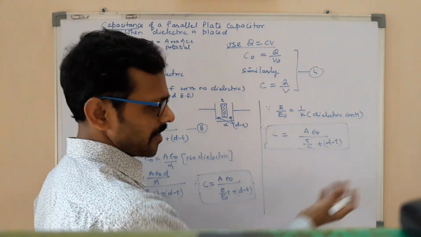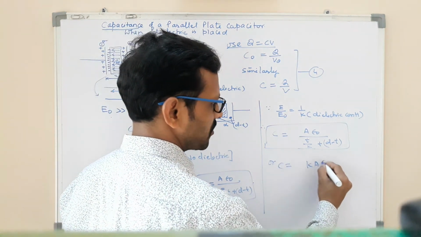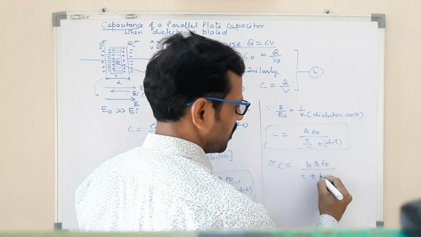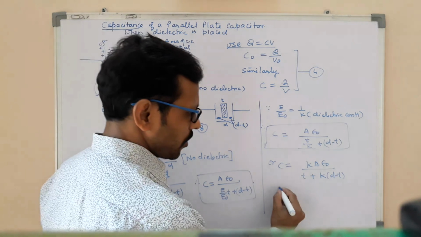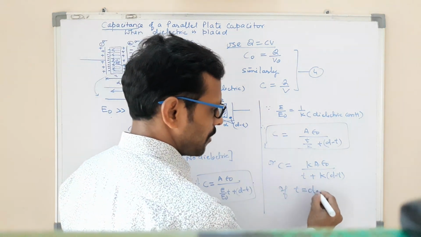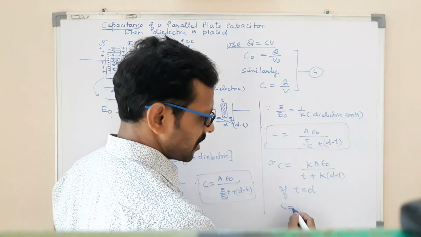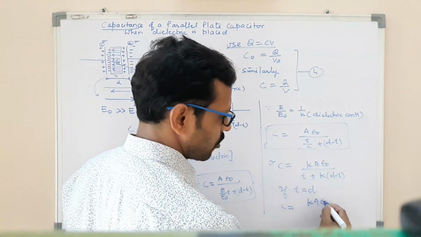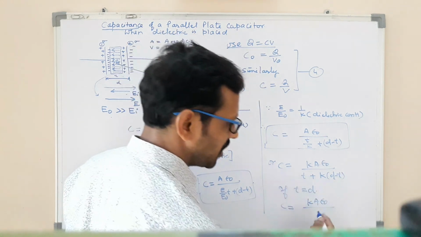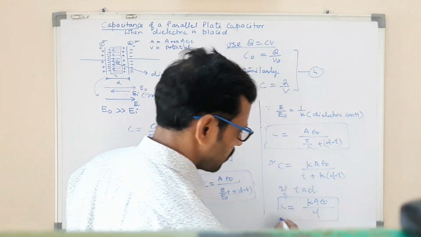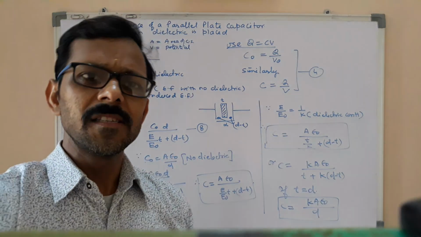Or we can write it in the simplest way, or in some of the books you will find it as K A epsilon naught upon T plus K times D minus T. You can remember this formula also. Correct? So if the thickness is the same as the distance between the plates, then the capacitance becomes K A epsilon naught upon D, since D minus T cancels due to T equals D. This is the simplest formula which you have to remember when dielectric is placed.